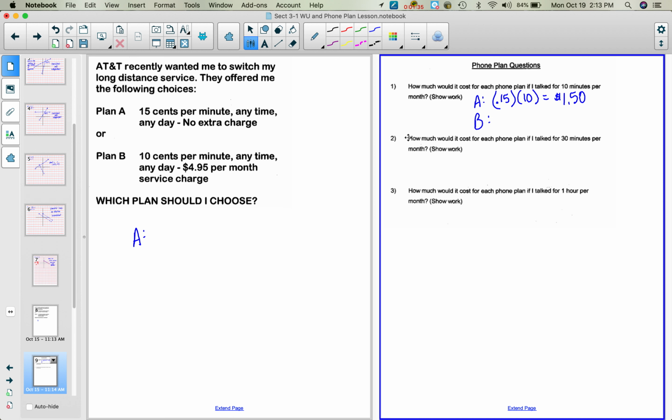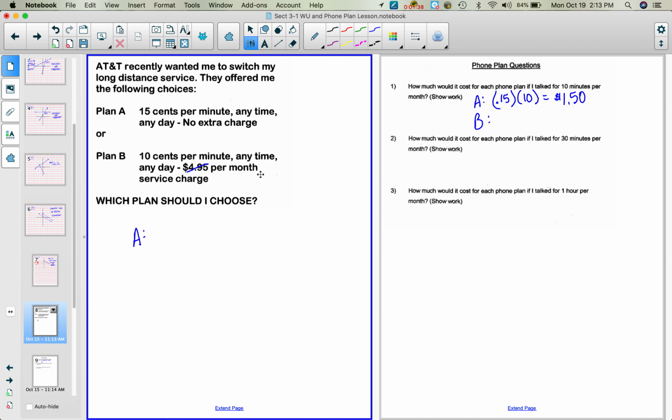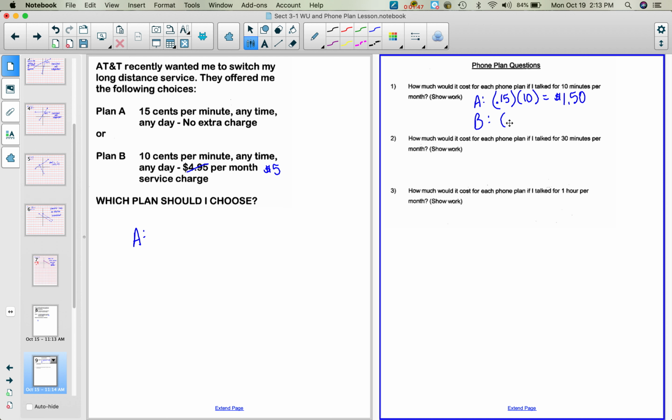Plan B, we're going to estimate. Instead of $4.95 a month, let's say $5 to make our life a little easier, because that's close to $5 a month. So we have 10 cents per minute, so 0.10 times the 10 minutes I talk. But I also have to pay the $5 monthly fee. So for that plan, 10 cents times 10, move the decimal point one place, you get $1 plus $5. So that one is going to cost me $6 to talk 10 minutes. So clearly, if I'm only going to talk 10 minutes a month, I'm better off with Plan A because I pay less.